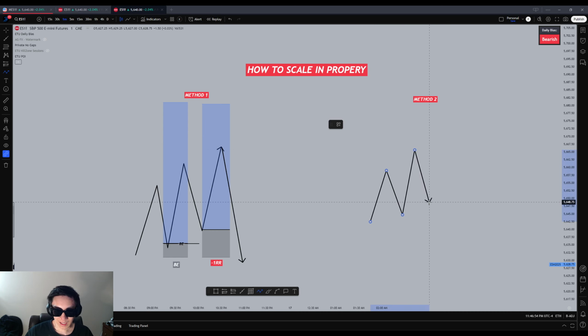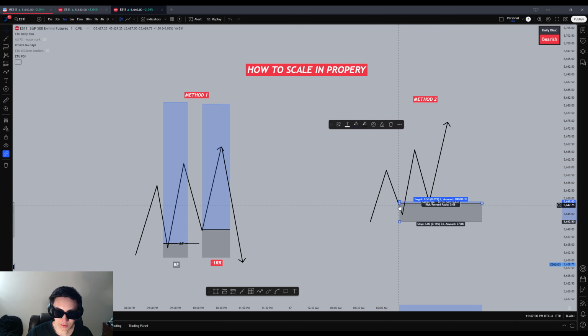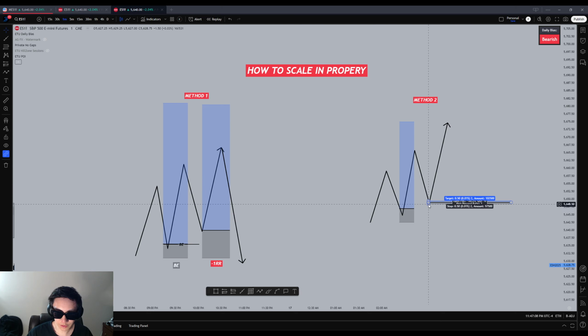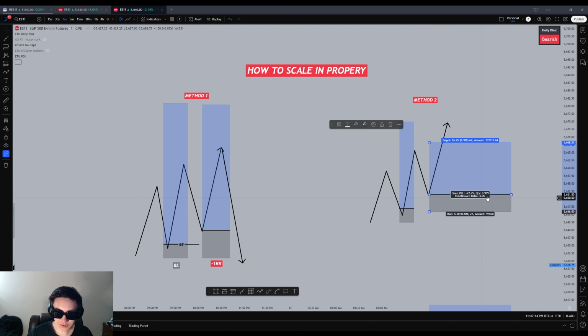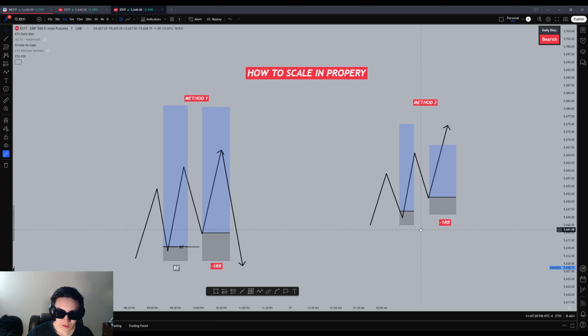The second method, guys, is where you essentially here, you take partials on your first trade. So the second trade where you scaled in, you're still risking the same amount. So you would still have a -1 RR worst case scenario on your second trade. But you take partials on your first trade.